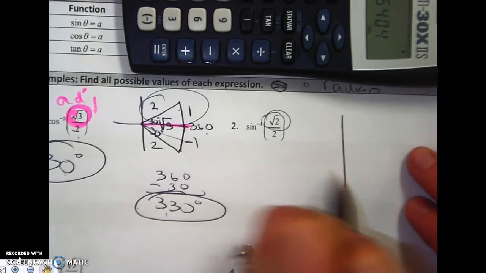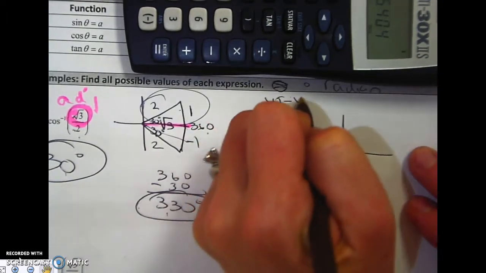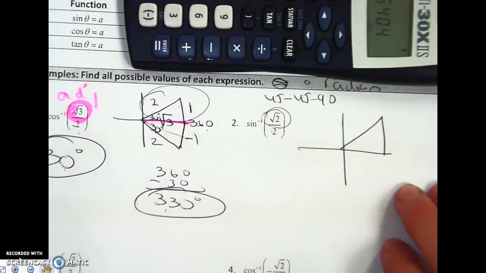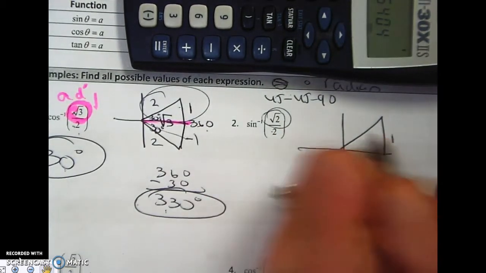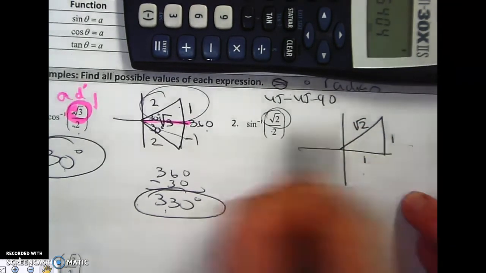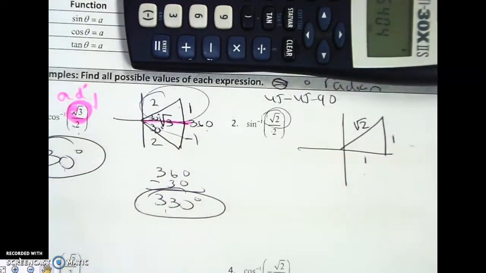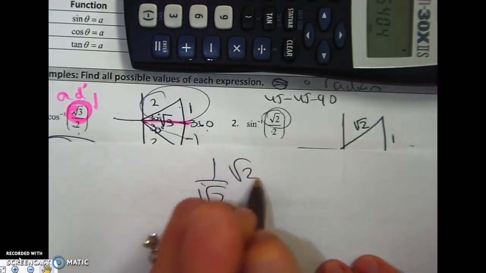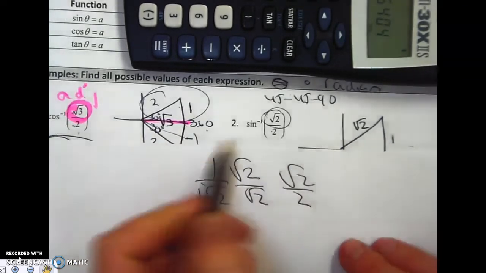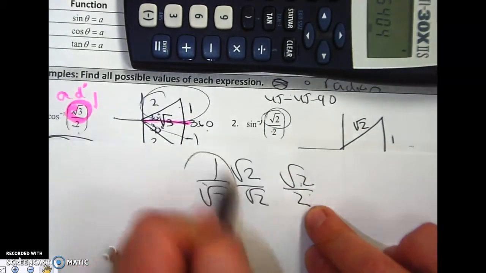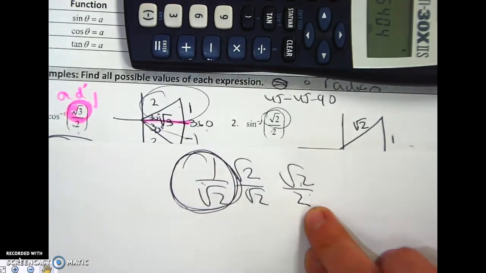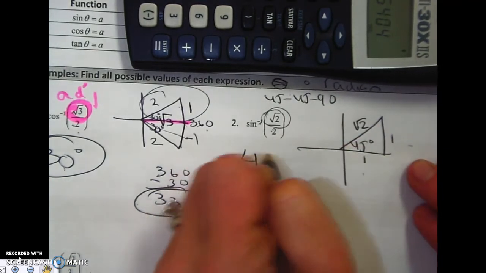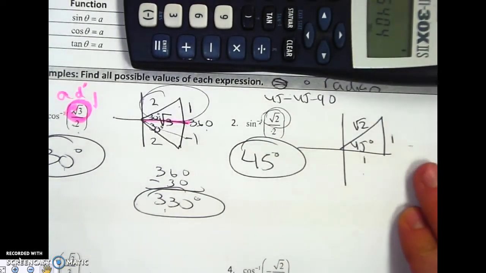As soon as I see rad 2, I know I'm dealing with a 45, 45, 90. Because it's positive, I know it's in the first quadrant. I know that my ratio for a 45, 45, 90 is 1, 1, rad 2. Now I know it looks like that can be confusing, but I want you to look at 1 over rad 2. If I simplified that, that's rad 2 over 2, which is that. So I have to go back to my original ratio in order to get the answer. So I know that this is 45. Boom, that's one of my answers. Probably one that your calculator would have told you.